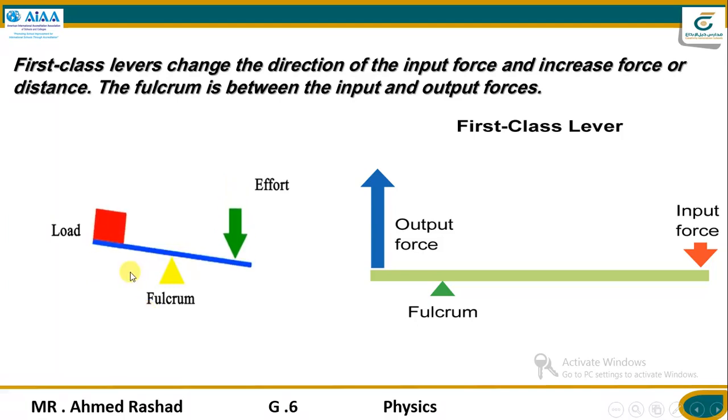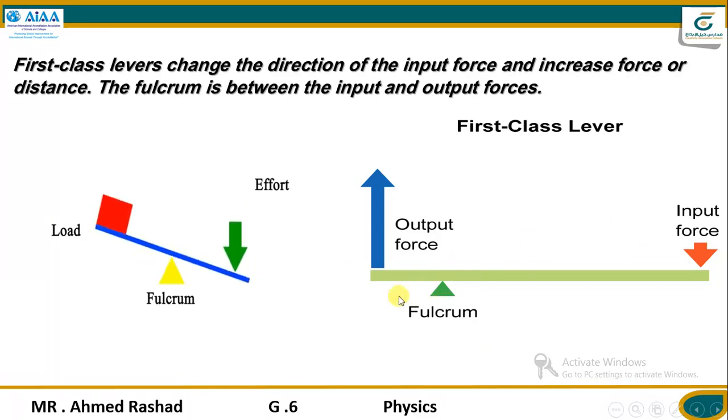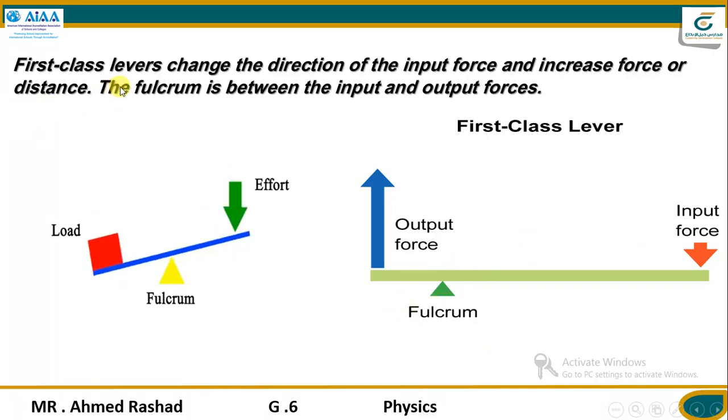So we can put the fulcrum, the fixed point, between the output and input force in any position here, and we call it the first class of levers. This is an example of a seesaw. Now we can watch this video to see some examples of levers and explain the classification of levers.